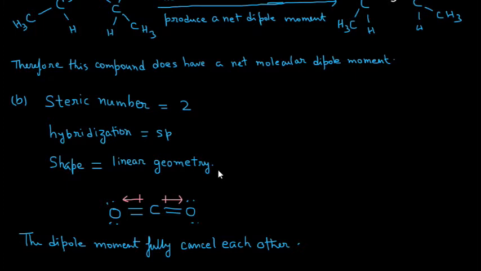How come the steric number is 2? The central atom is a carbon atom. What I told, that steric number is the addition of the sigma bonds and the lone pairs of electrons. So how many sigma bonds? A double bond is made up of one sigma bond and one pi bond. So one sigma bond with one oxygen, another sigma bond with the other oxygen, so only 2 sigma bonds. So steric number is 2, and hybridization is sp. We have to remember that, and the shape is linear geometry.